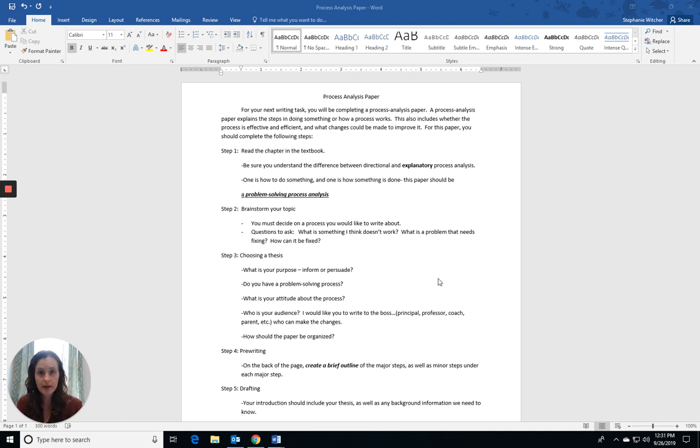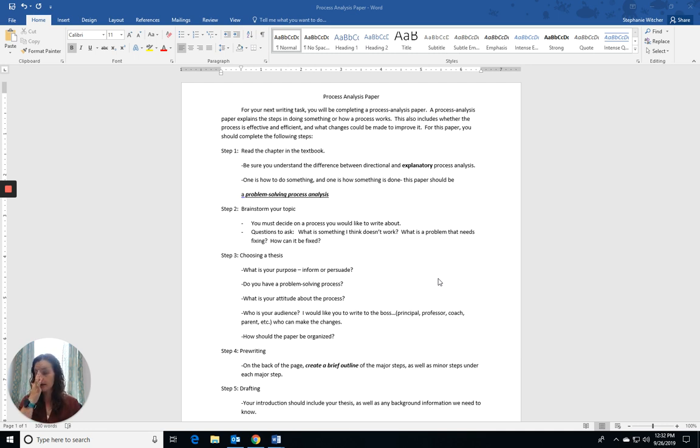So for pre-writing for this paper, you should do an outline of the major and minor steps, because even usually simple steps also have minor steps underneath them. And so you need to make sure that you give very, very specific details, because remember, your audience, the person to whom you're going to write this, probably has a general understanding of what the process is. So you need to make sure that it's very specific and write to that audience.